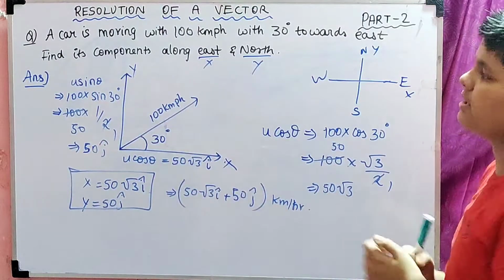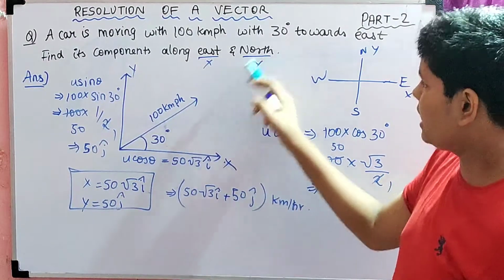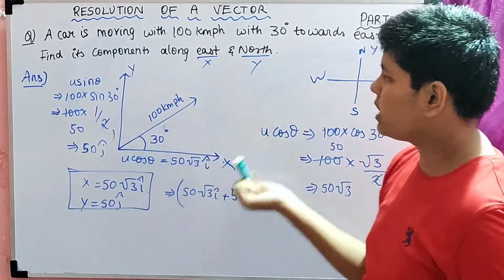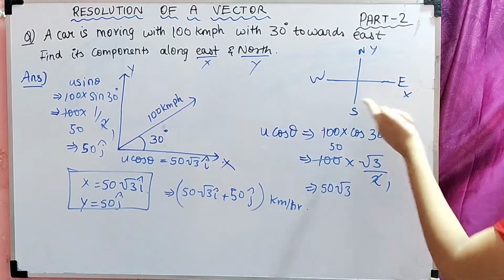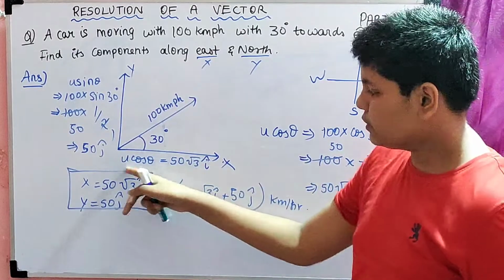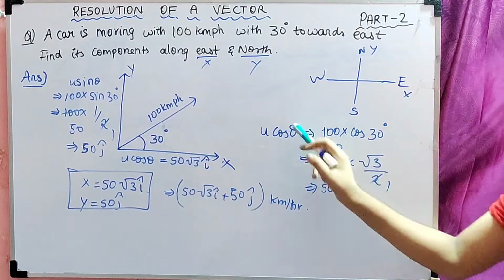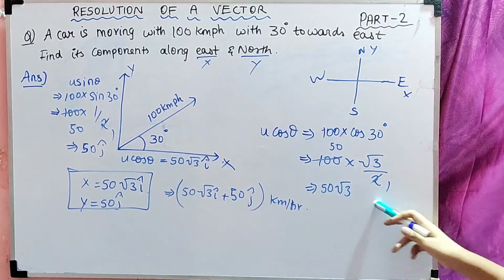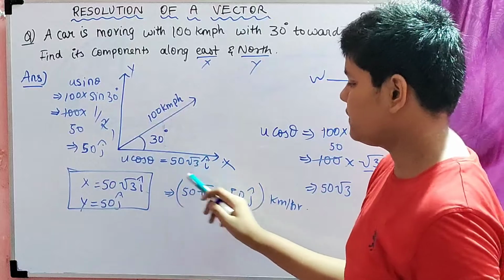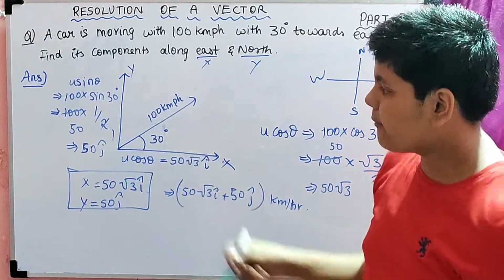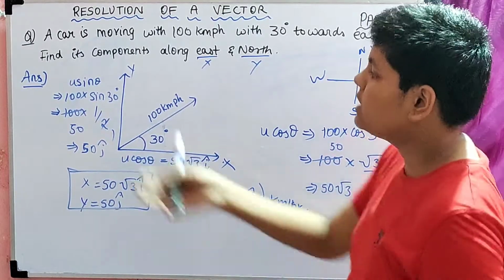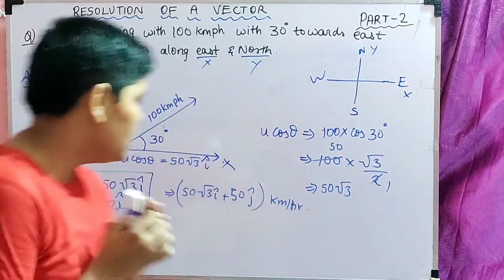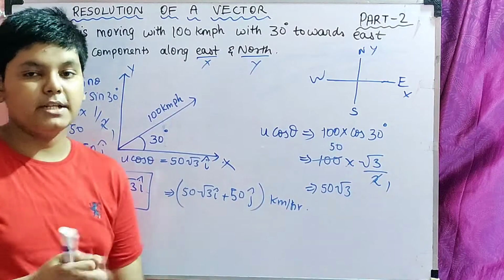A car is moving with 100 km per hour at 30 degrees towards east. Theta over here is 30 degrees. Find its components along east and north. Here we have taken east as the x-axis and north as the y-axis. So u cos theta equals u, given as 100, into cos 30, which is root 3 by 2. Two ones are two, two 50s are 100. So here we get 50 root 3, which we wrote for i cap. And for j cap we have u sin theta, with u equal to 100. So 100 into sin 30 degrees equals 100 into 1 by 2, which is 50. So your answer is 50 root 3 i cap plus 50 j cap.